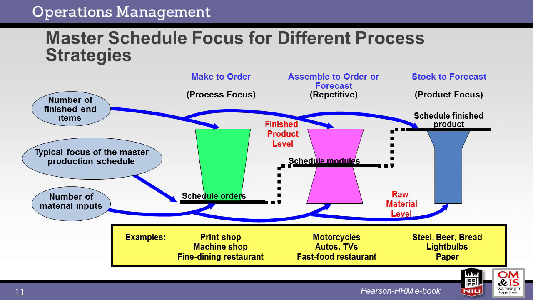One key difference is the point of scheduling. For make to order, there is limited forecasting since the work is not done until the order is received. Conversely, forecasting is critical for stock to forecast.